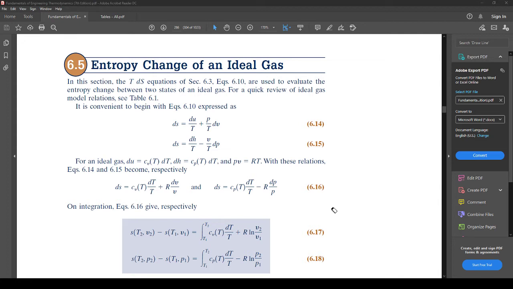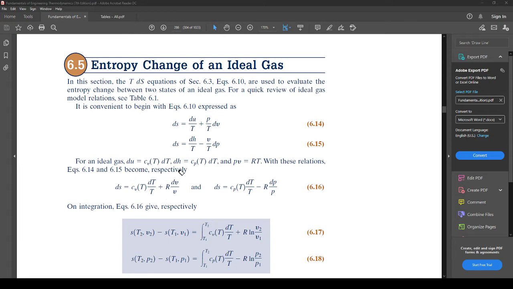And then it says, for an ideal gas, du is cv(T) dT, dh is cp(T) dT, and Pv is equal to RT. With these relations, 6.14 and 6.15 become, respectively, these equations. So essentially, using these relationships, they were able to change these equations. They just plugged this right here into the other equations that we just talked about up here. So you get ds is equal to cv(T) dT over T plus R dv over v.